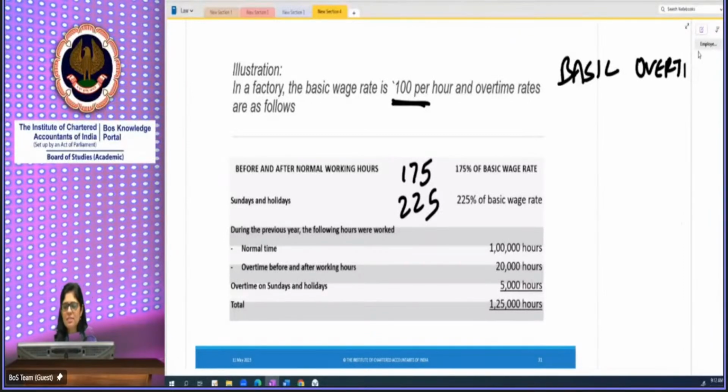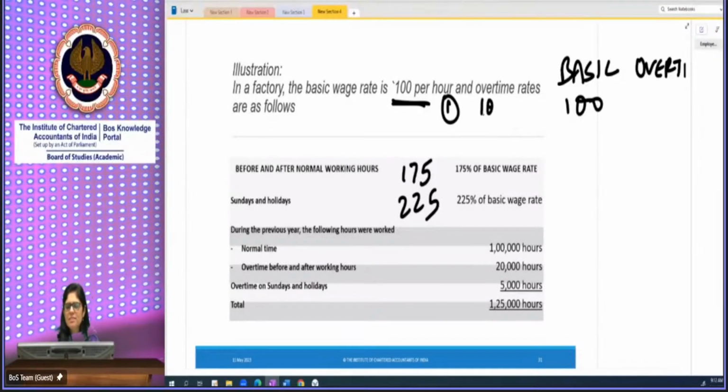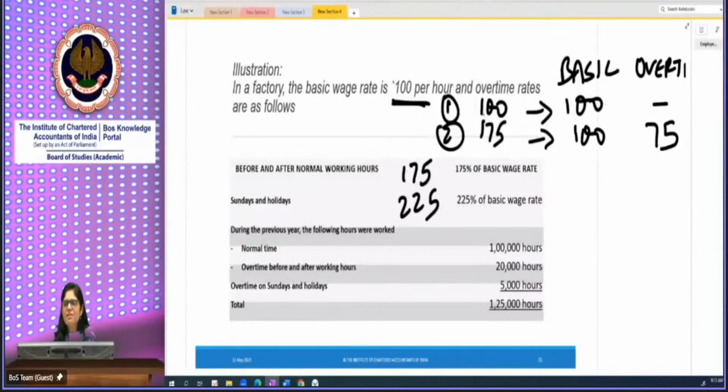Now this you have to understand. The first case is when the rate is 100, so it's only basic, no overtime. Second is when the rate is 175, before and after normal working hours. Now students, rupees 175 total is not overtime. Out of 175, 100 is basic and 75 is overtime.